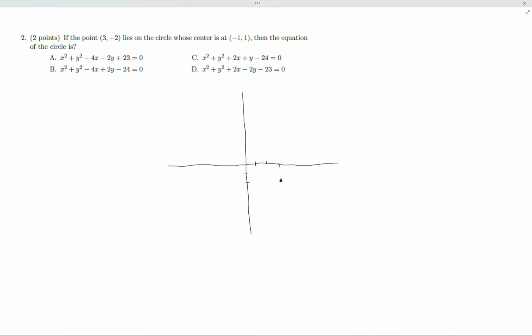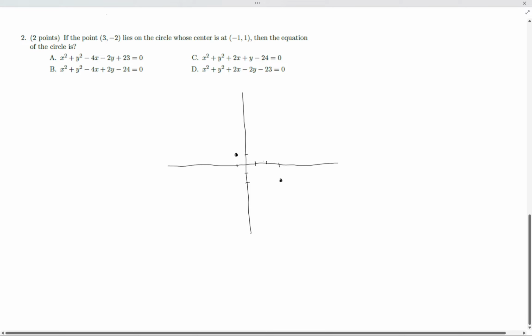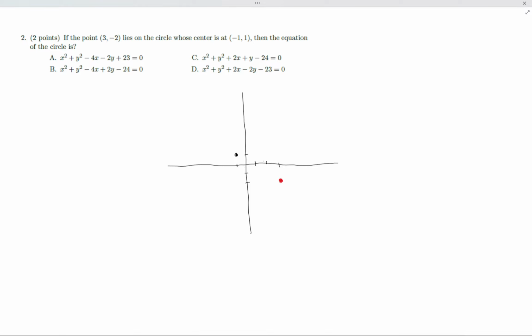Now also, we have the center at (-1, 1). So in this case, the center is located in here, (-1, 1), right there. Let me color that differently to indicate that it is our center. In fact, let me color this point right here differently. Now this is our center, and this is a point on the circle.